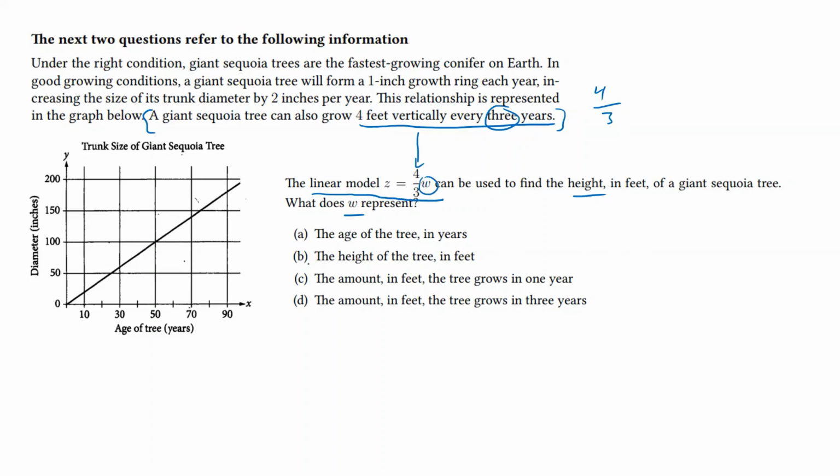It is not simply the number. The height is Z, so we can eliminate B. And options C and D are just numerical quantities that are fixed. W is the age, and multiplying that age by the slope, that is, the rate of growth, will give you height.